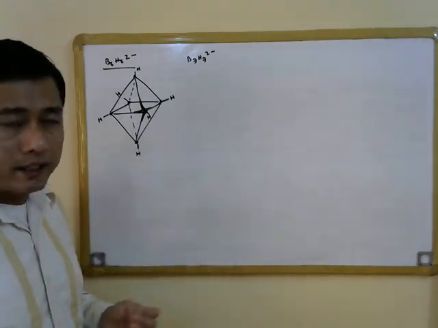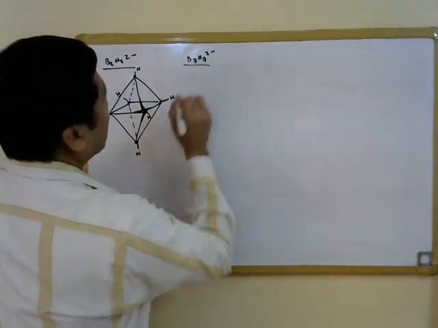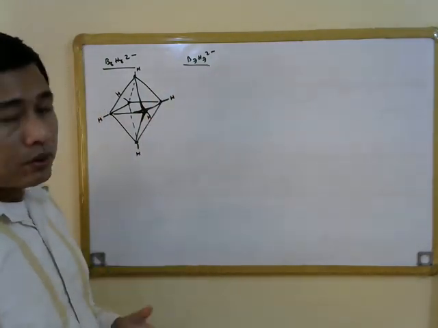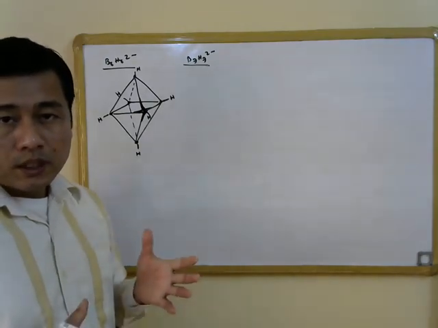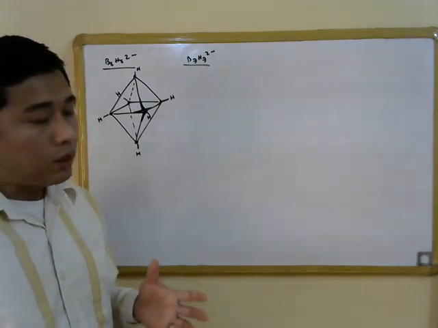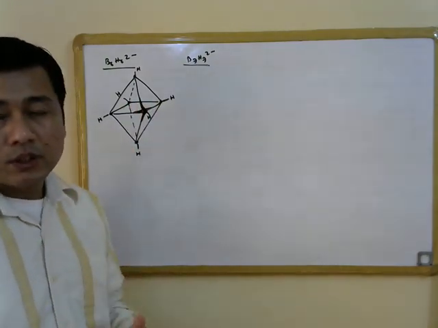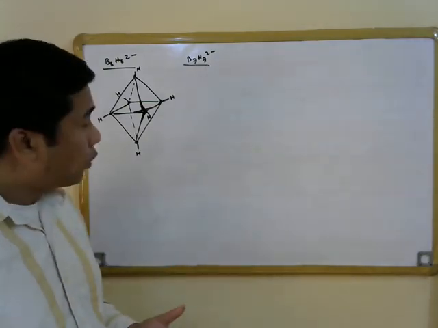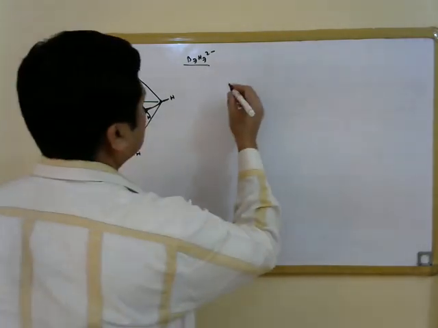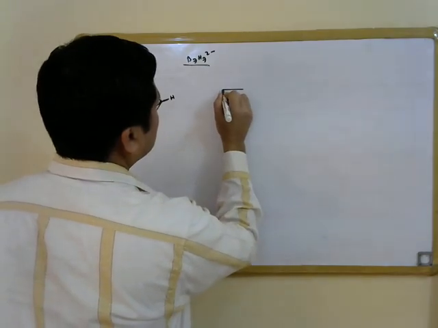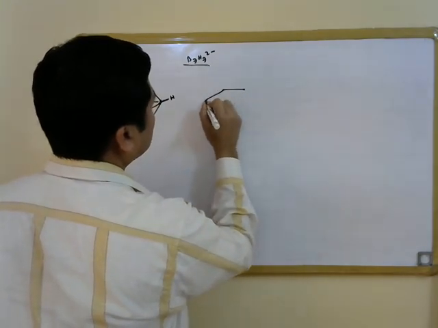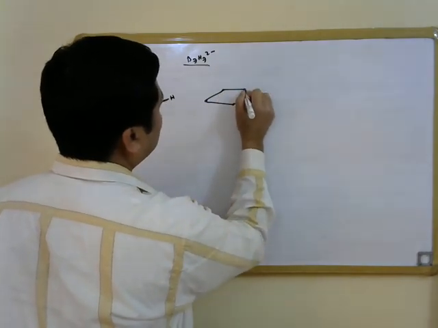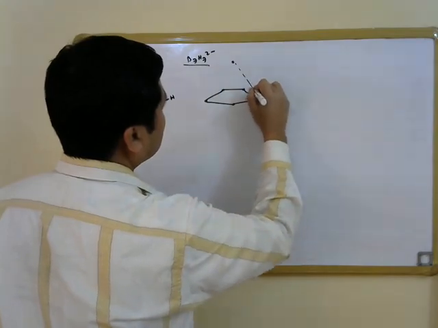So now this B7H7 2 negative will again be based on, we know, a polyhedron with 7 corners, and in all of these 7 corners a boron atom should be placed, so that the structure is essentially a closed cage-like structure. So let us try to draw such a polyhedron. We know such a polyhedron which has 7 corners is the pentagonal bipyramidal structure.